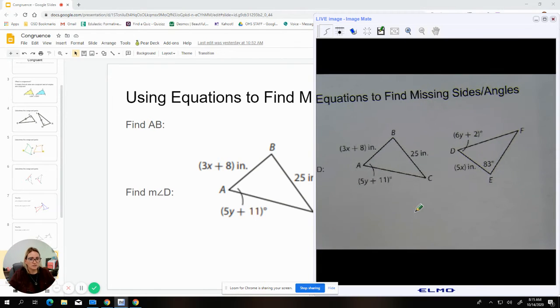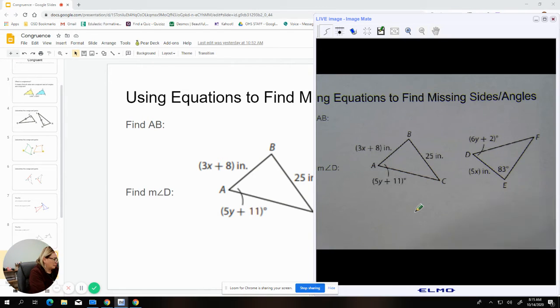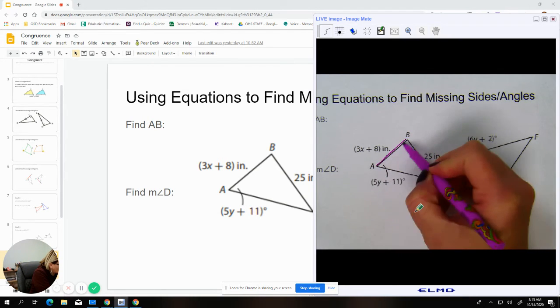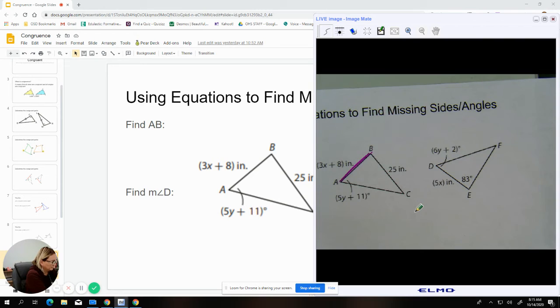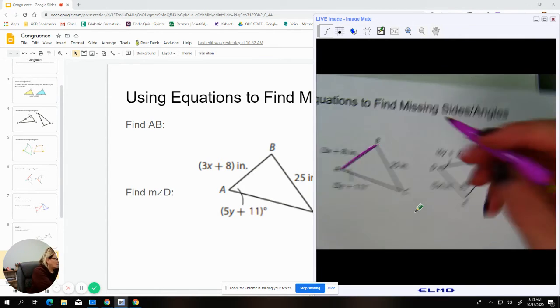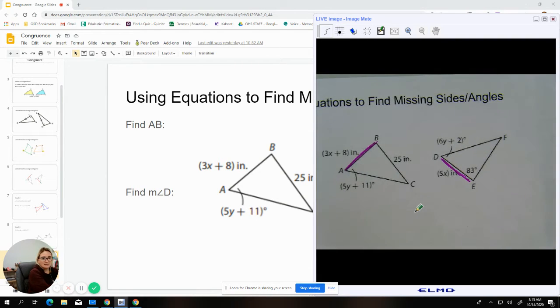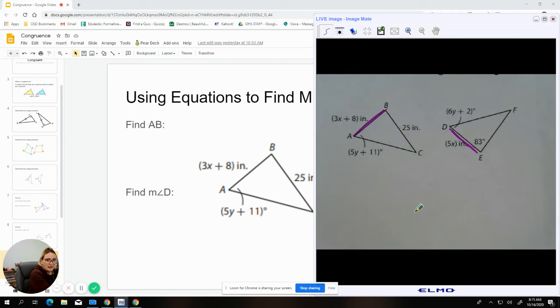Okay, so the first thing we're going to do is it wants us to find the side AB. So this side right here is what we're looking for. Okay, so we need to determine what side on the other figure is the same side. So hopefully you recognize that the same side on the other figure is the side DE. And so now we know that that makes them equal.